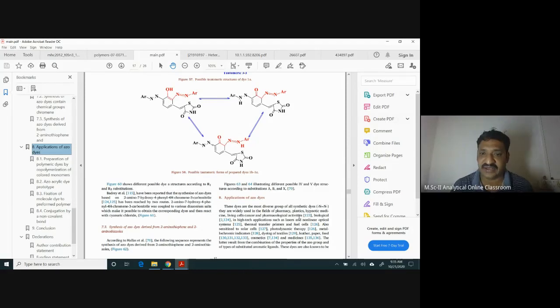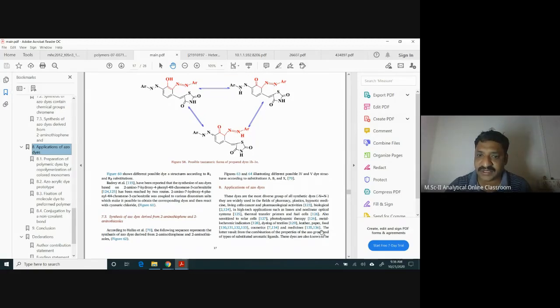of the chemistry. These azo dyes are widely used in the field of pharmacy, plastic, hypnotic medicine, living cell cancer, and pharmacological activities. Along with that, biological and high-tech applications such as laser, nonlinear optical systems, thermal transfer printers, fuel cell, also solar cell, photodynamic therapy, metallochromic indicators, dyeing of textile, leather, paper, food, cosmetics, and medicine. Okay, so that much application of azo dyes.